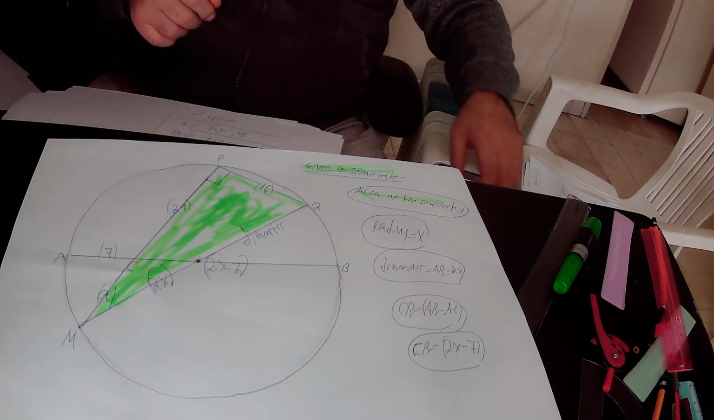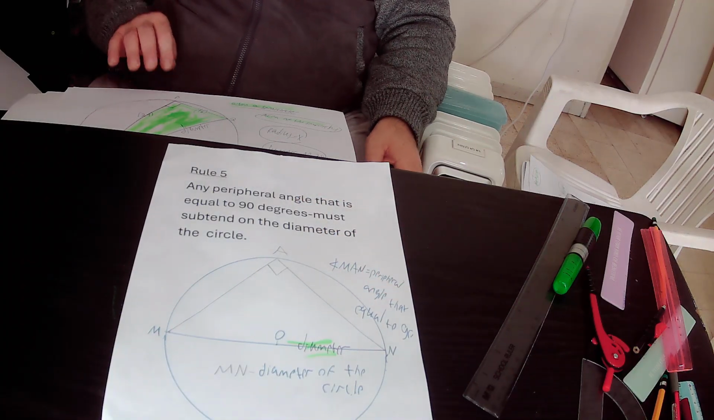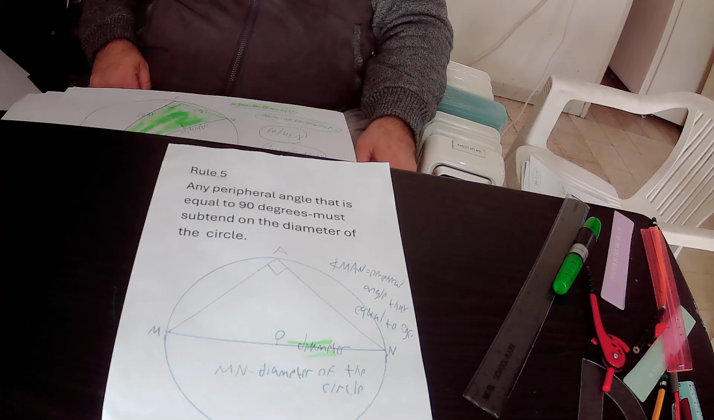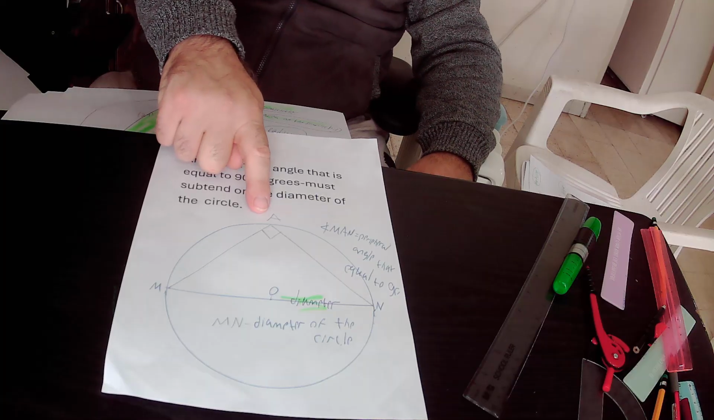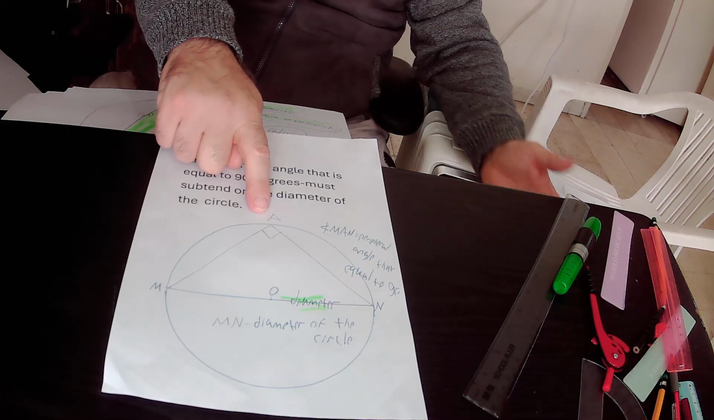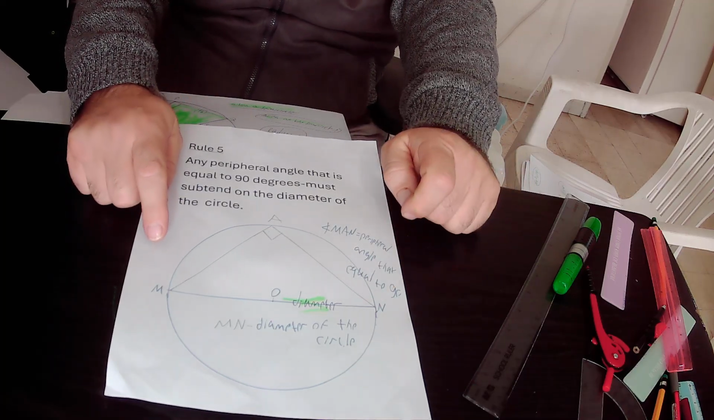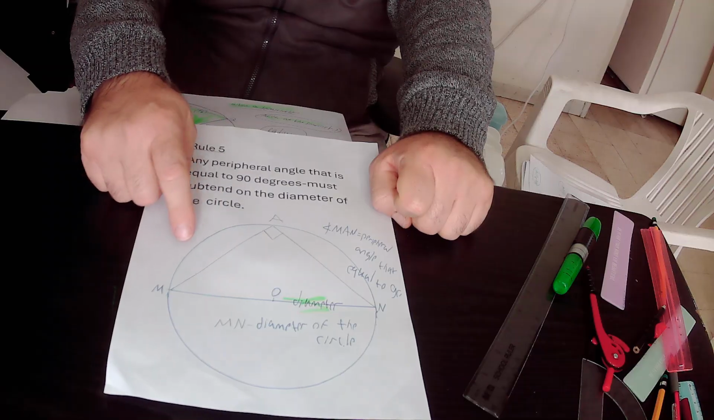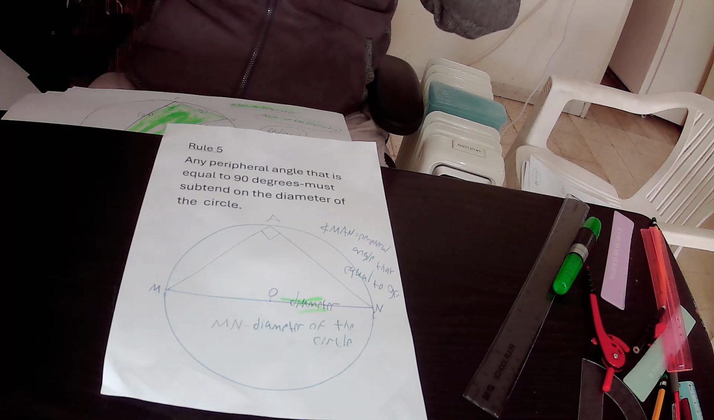So let me quickly repeat rule 5. According to rule 5, any peripheral angle that equals 90 degrees must subtend the diameter of the circle. In the drawing, we have a circle. This is peripheral angle MAN. It equals 90 degrees, and therefore according to rule 5, it must subtend the diameter of the circle. Indeed peripheral angle MAN subtends the diameter of the circle. So you can definitely implement rule 5 in our drawing.